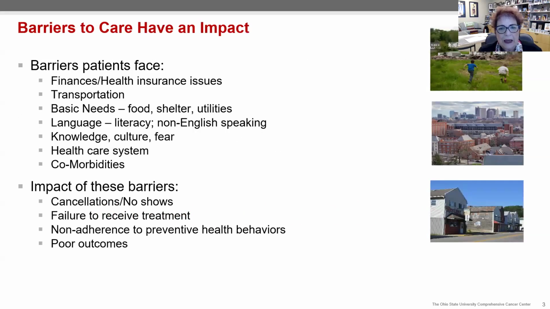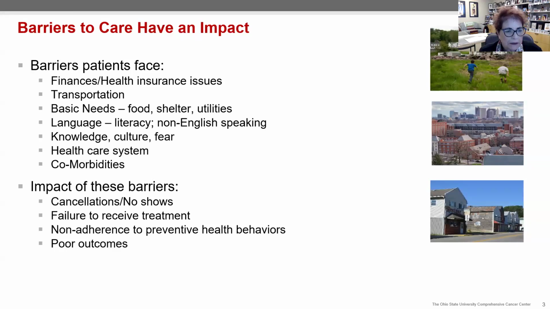So there are barriers to care that people have that have an impact. And these are some of the barriers that we know patients face. Financial or health insurance, transportation, and basic needs become barriers to healthcare: food, shelter, utilities. Language, whether it's health literacy, or that patients don't speak English. Lack of knowledge, different cultures, and fear of cancer. The health system itself is a barrier to receiving care, as are the prevalence of comorbidities or comorbid conditions.